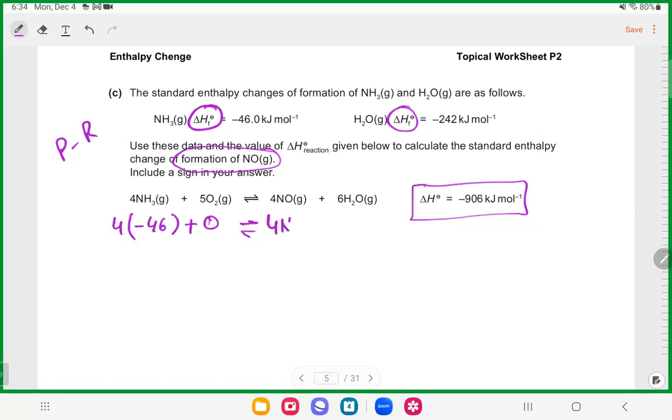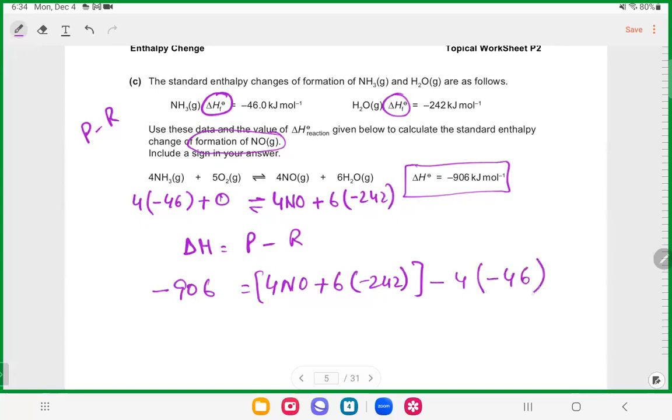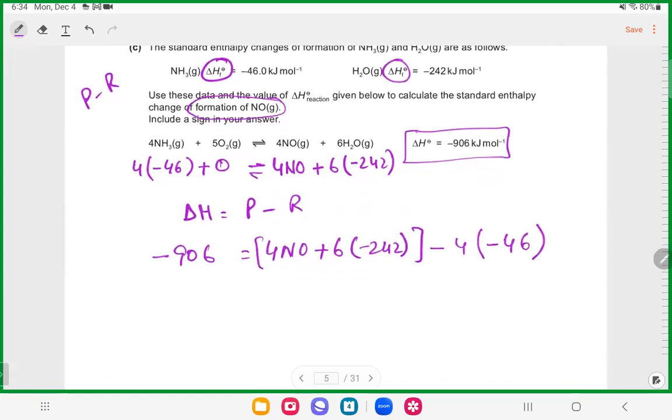4NO we have to find out, so I'm just keeping it as it is. 6 times of H2O, and the H2O is minus 242. As we know that delta H is product minus reactant because the data of formation is given. So delta H, which is minus 906, is equals to product, which is 4NO plus 6 times of minus 242. ठीक है, product minus reactant, which is 4 times of minus 46. Clear?